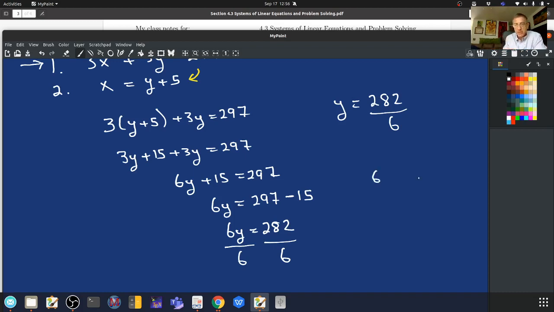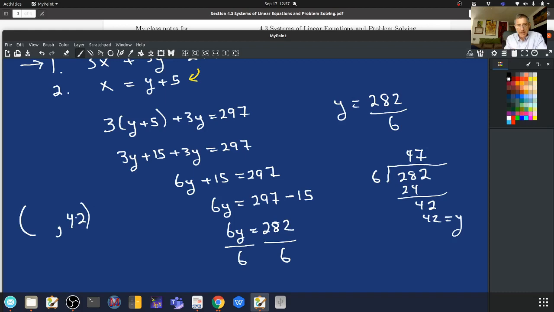So let's do the division. We know it will be an even number. So 6 times 4 is as close as I'm going to get to 28. So that's going to give me 24. So 28 minus 24 is 4. Bring down the 2. And 6 times 7 is 42. So my y value is 47.